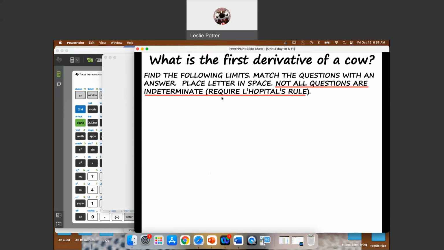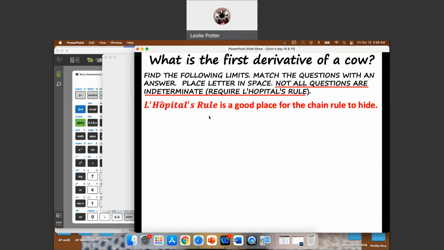Okay, so I know you got some topic questions, but you also have this activity. The activity is, what is the first derivative of a cow? It says find the following limits to match the questions with the answer. Place a letter in the space. Not every question that you're being asked in this puzzle is an indeterminate limit. So there might be some that you can evaluate just by direct substitution.